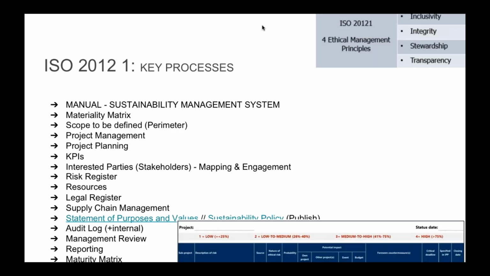So a lot of key processes, really keeping in mind 4 ethical values and principles that one can find around inclusivity, integrity, stewardship as well, and transparency. So if you always keep those 4 ethical management principles, then all of them cascade through your organization through ISO. So first of all, to perform a materiality matrix to identify which sustainability priorities are common or are important to your own event.